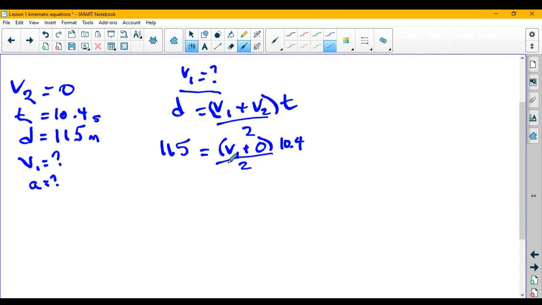The first thing I'm going to do is move this 2 over. It's divide on this side, so if it goes to the other side, it will become multiply. So I'm going to go 115, and I'm going to multiply by 2, because when the 2 moves over, divide goes to multiply, and that gives me this. Now, V1 plus 0 is just going to be V1, so I'm going to leave that, because the 0 basically just goes away, and I get this.